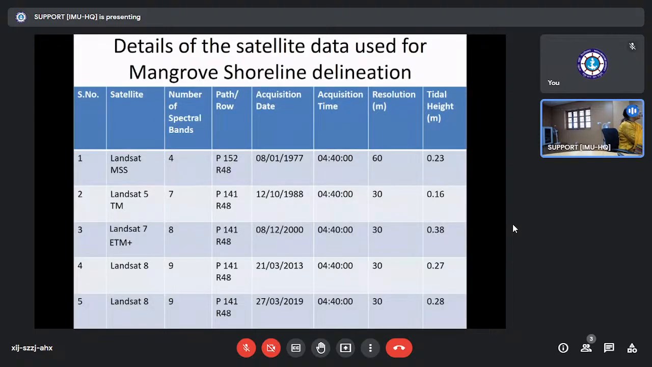So these are the details of the satellite imageries that have been used for mangrove shoreline delineation. These are the Landsat images with different bands, with different acquisition times, and the tidal height.